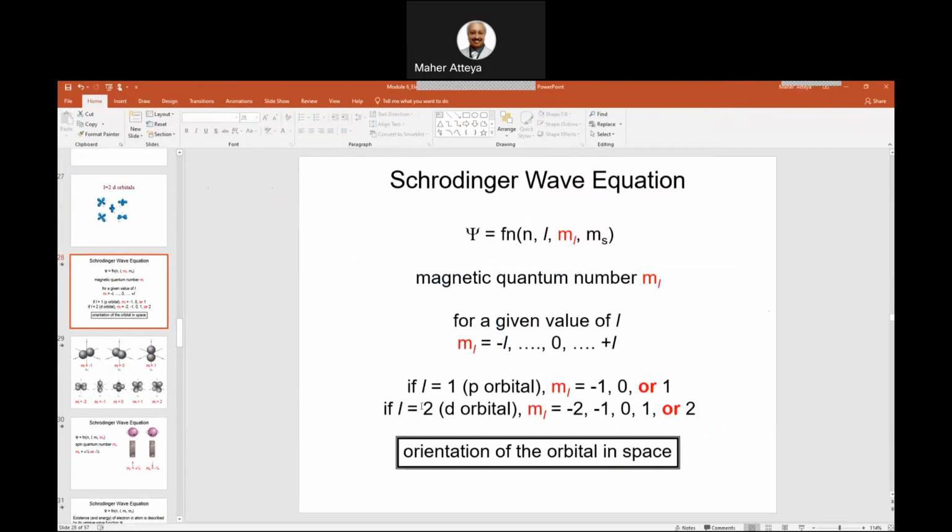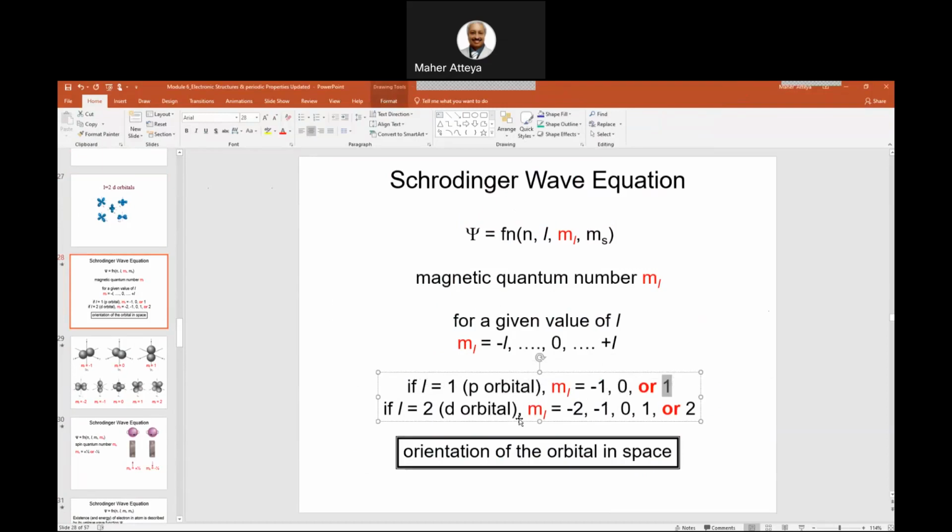Now this is orientation. ML is the magnetic quantum number. Magnetic gives you the orientation and the number of orbitals: -1, 0, +1. So L equal 1, correct? That's the p orbital. If the p orbital has how many? It has 3 suborbitals: 1, 2, and 3.